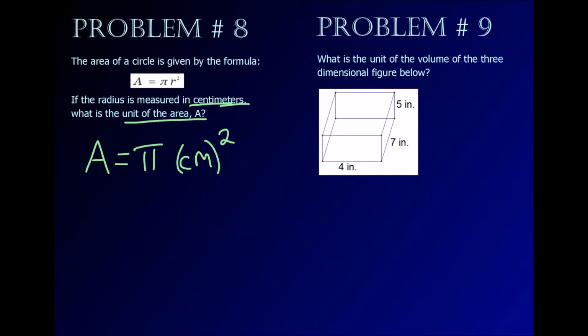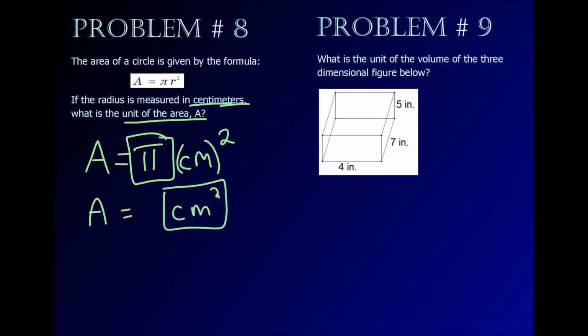All right, pi is just a number, 3.1415, and it just goes on forever. So it's an infinite number. It's just a number in front of the centimeters, so therefore it's just a coefficient. So the actual unit of the area of the circle is just centimeters squared. That's what the area of a circle will be measured in if the radius was centimeters.